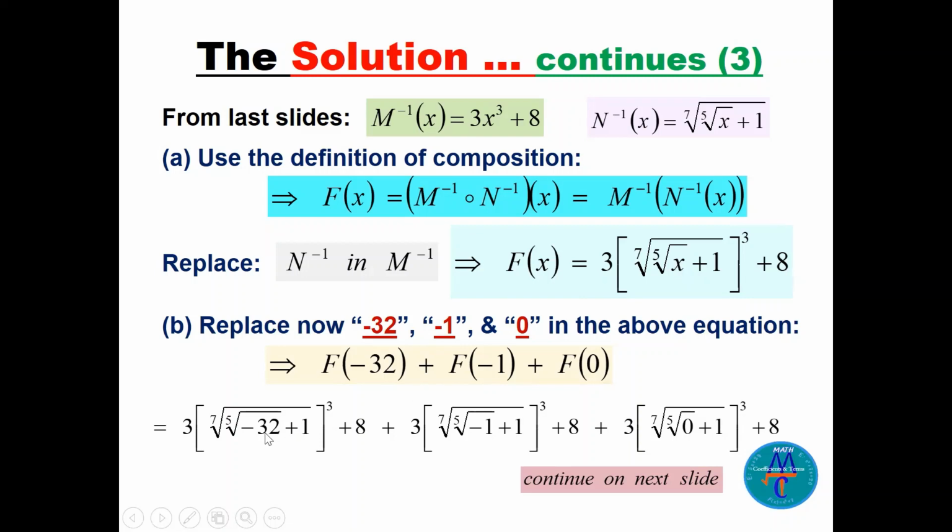So it will be minus 32 here. And then I replace minus 1, and then I replace 0 in the x. Let's continue on the next slide. I can tell you what to do. The fifth root of minus 32: minus 32 is minus 2 all to the power 5. So this number here is minus 2, the fifth root.